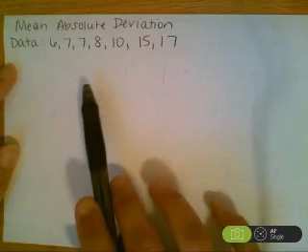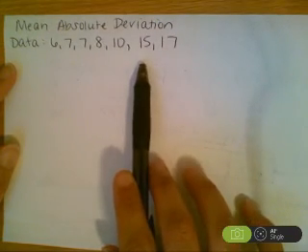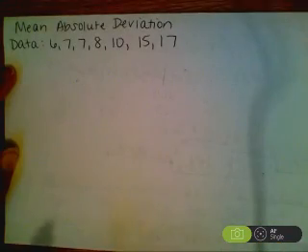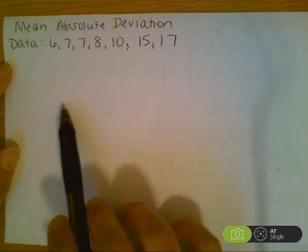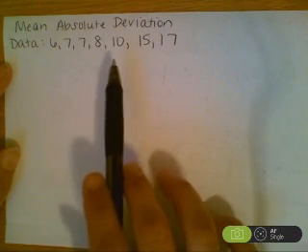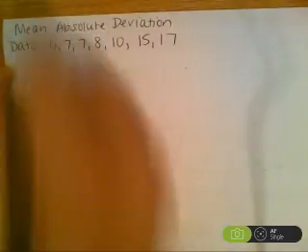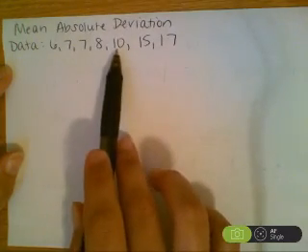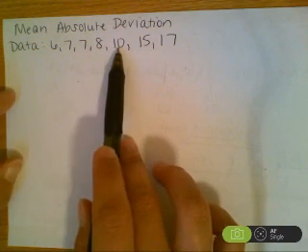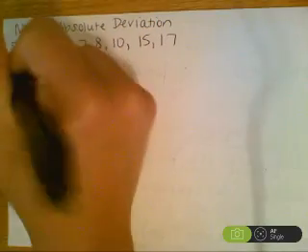Today we're going to practice finding mean absolute deviation. Mean absolute deviation is very similar to standard deviation, except you don't actually square the values. Otherwise, you do all of the exact same steps. We're going to use the same data set that we used in the standard deviation video, so if you watched that video, you'll be able to compare the difference between the two.